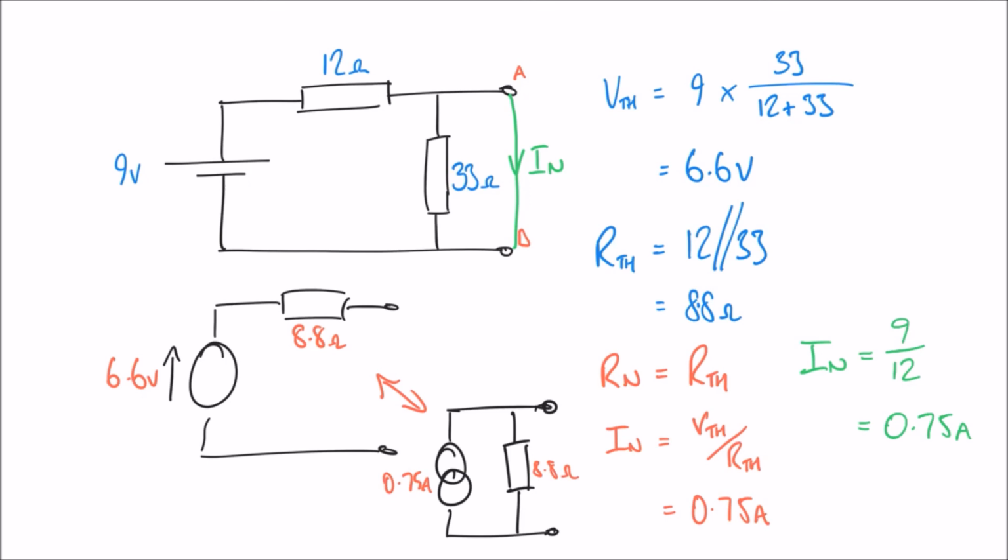And that gives me 9 over 12, 0.75 amps. So we've actually proved that the conversion works, and we can calculate Norton current conventionally as we've done in our examples, or we can calculate the Thevenin equivalent circuit, and simply convert it to a Norton equivalent circuit using the rules that we've mentioned on the previous slide there. So I hope that this example has been useful to show that we don't have to calculate the Norton equivalent circuit if we already know the Thevenin equivalent circuit, or vice versa. We can simply convert from one to the other by using Ohm's law.